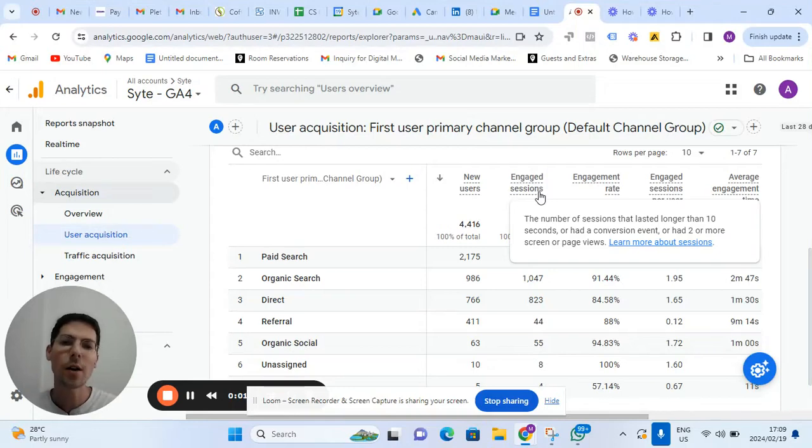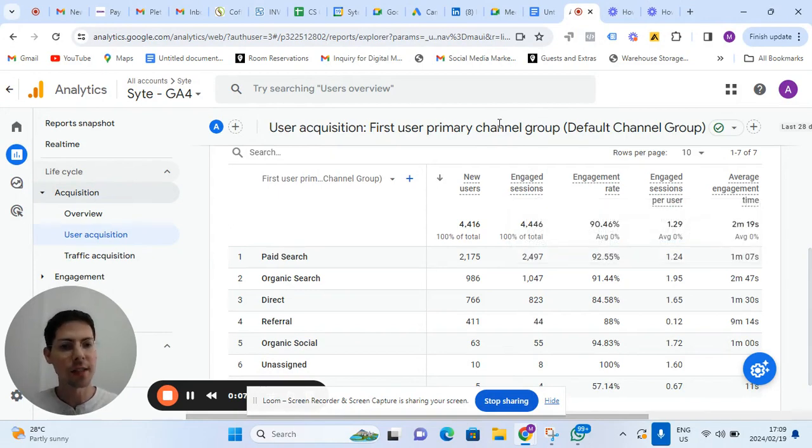The question is, why is the number of users in GA4 so different to the reported number of users in Universal Analytics? There are a number of reasons, but the biggest reason is how GA4 counts users as opposed to how Universal Analytics counted users. GA4 counts a user essentially as an engaged user, and an engaged user is one that has done essentially two actions.